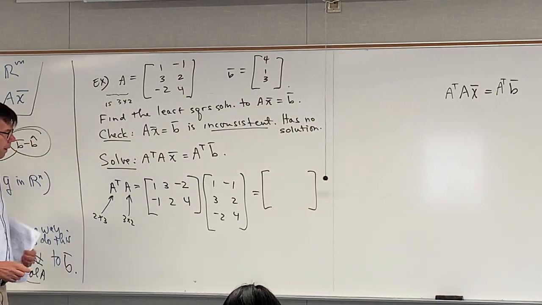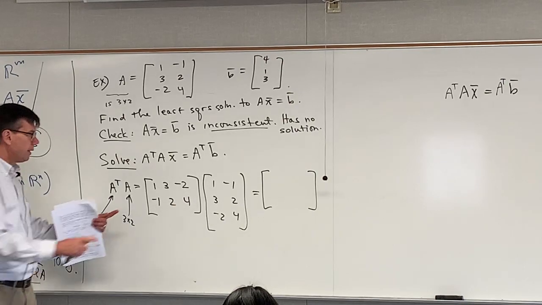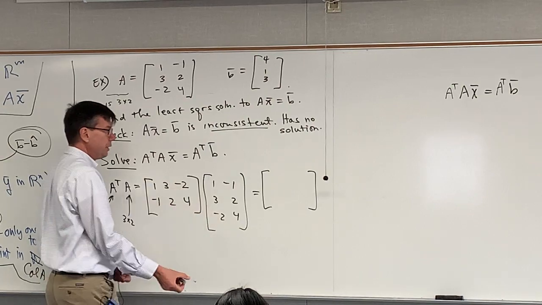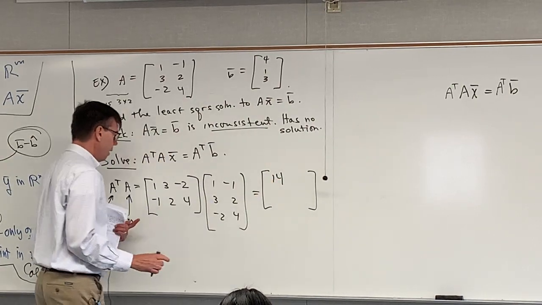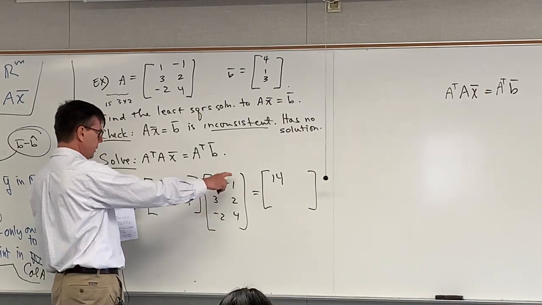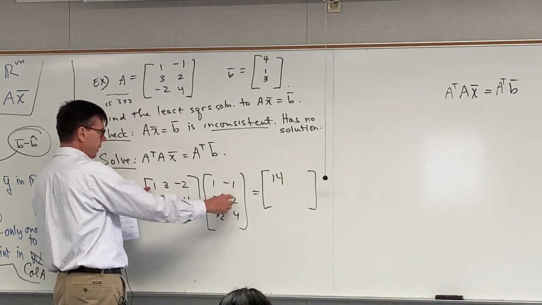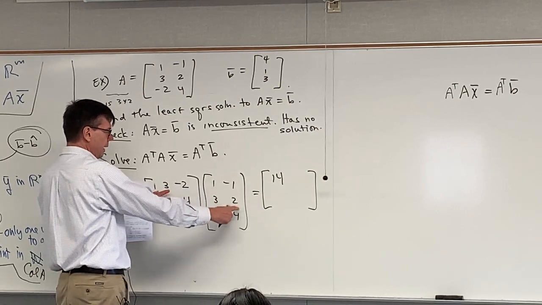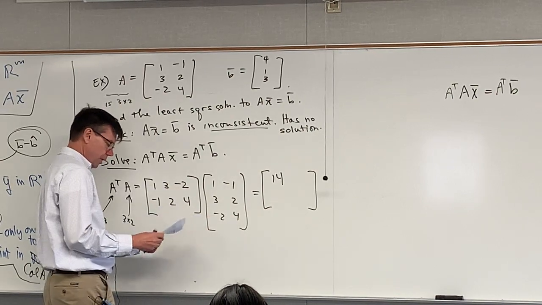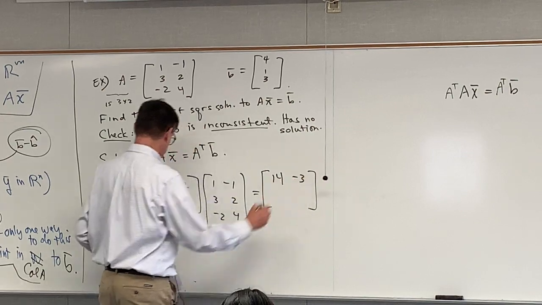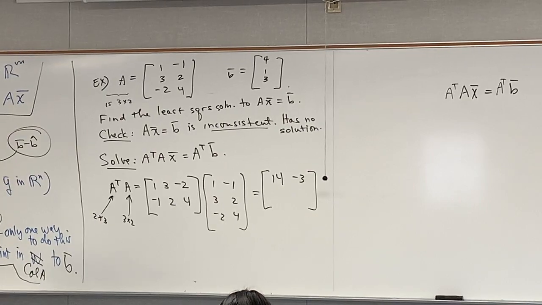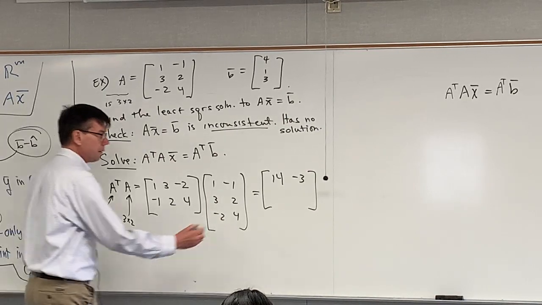And so here's where a bunch of squaring goes on, right? 1 squared plus 3 squared plus negative 2 squared is 14. But we're not just squaring. I think we're just squaring on the diagonal. Is that correct? Going across here, first row, second column, I get negative 1 plus 6 is 5, minus 8, negative 3. Second row, first column, negative 1 plus 6 minus 8. Same thing.